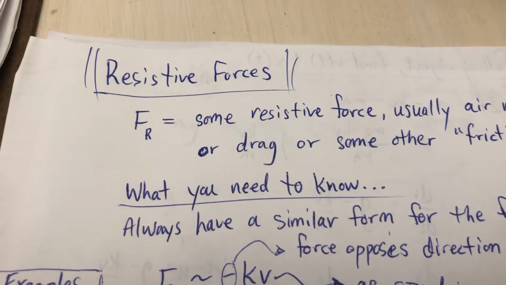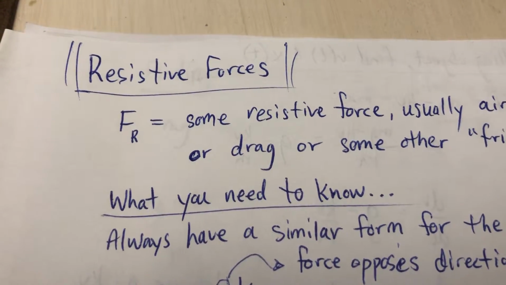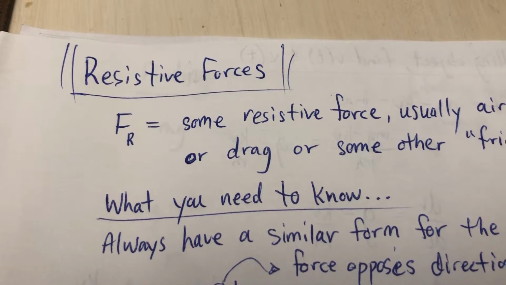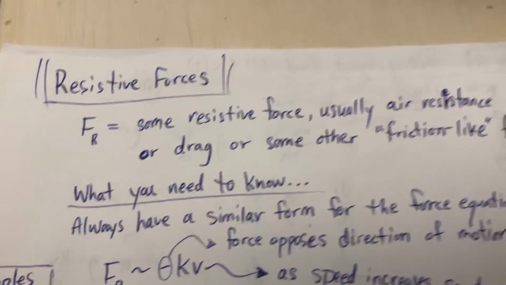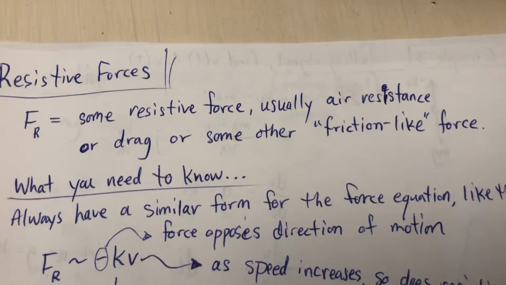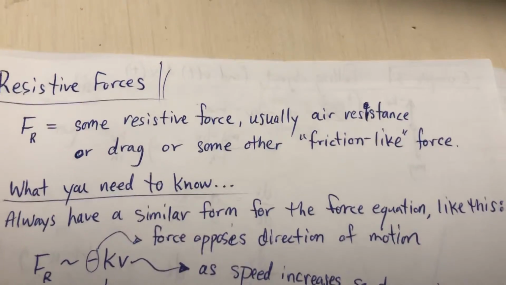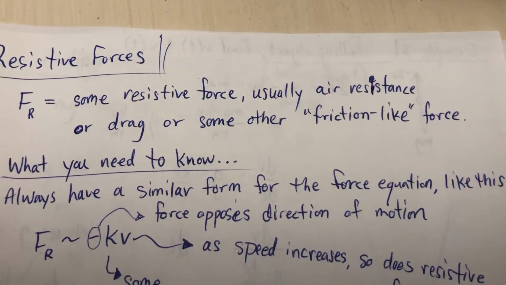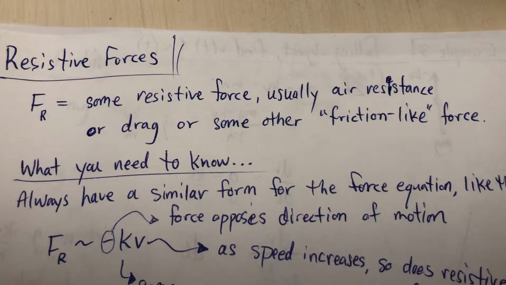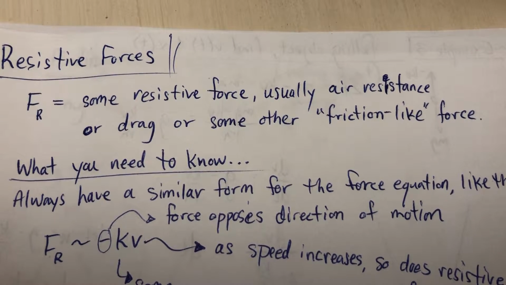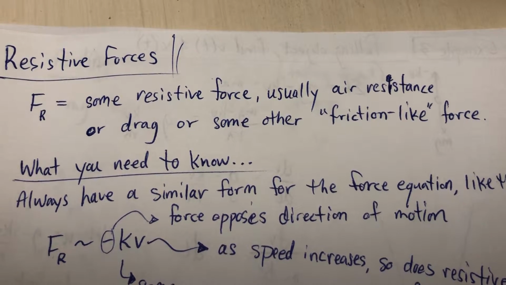All right, everybody, we're going to talk a little bit about resistive forces. So the basic definition of a resistive force, you've got FR as your symbol. It's just some force that is slowing something down. Sometimes it can be a fluid in liquid form. Water can have a resistive force. Ballistic gel, when you're talking about ballistic bullet studies, can have a resistive force.